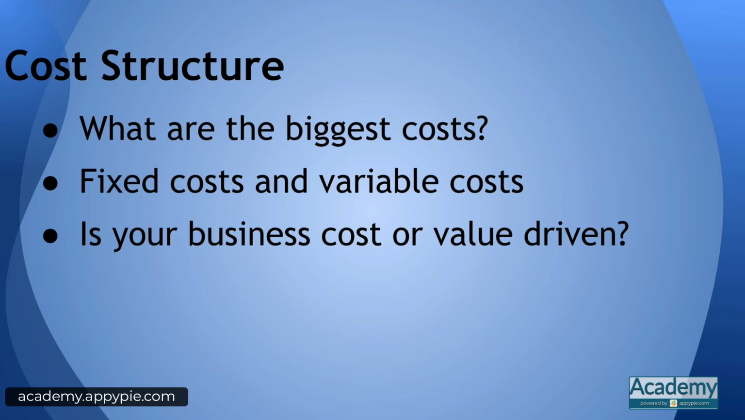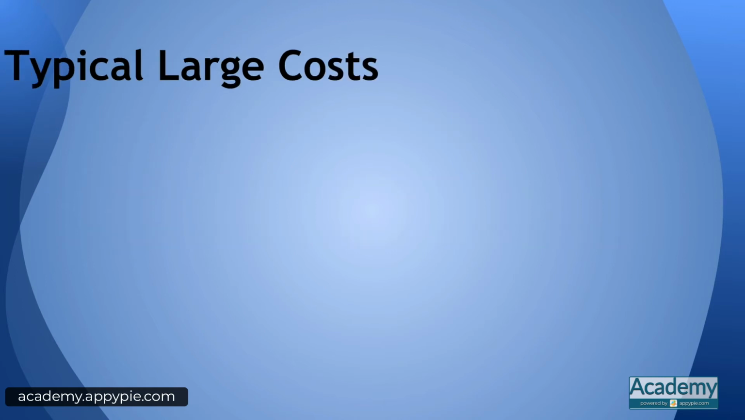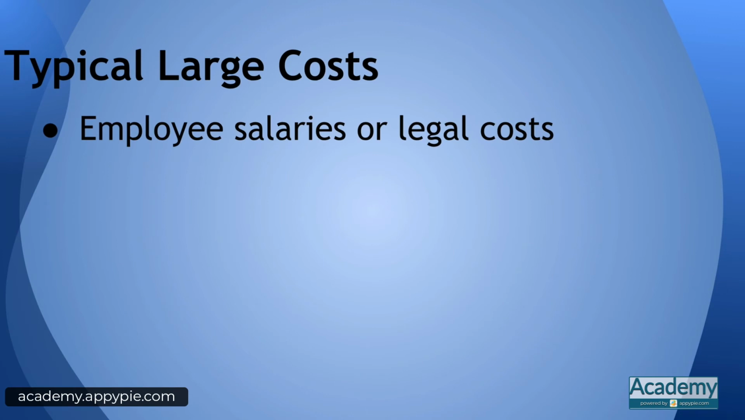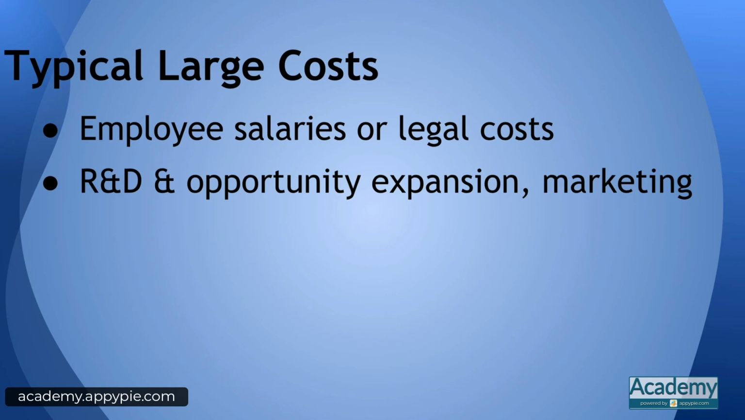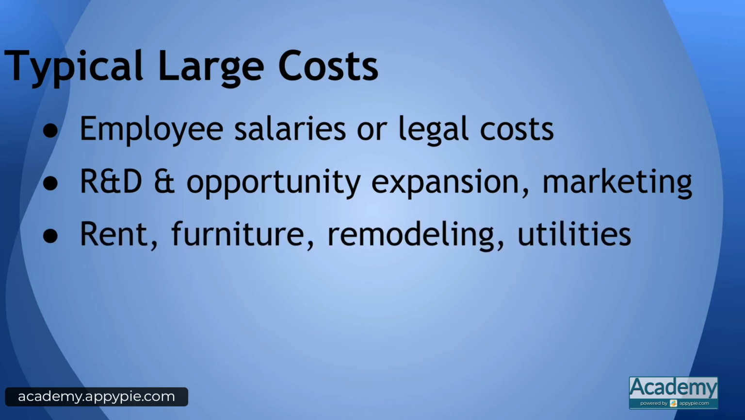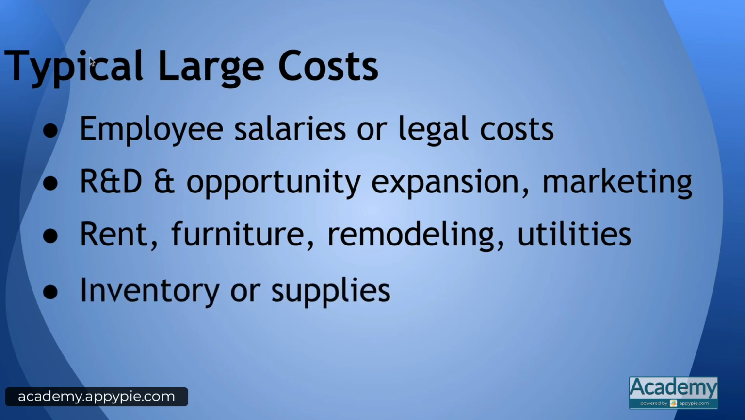So that's the difference. Now I'll go over what your common biggest costs will be so you can know what to expect. Typical large costs are employee salaries, which include legal costs. Legal costs can be variable costs, but employee salaries are obviously set for the most part. And especially if you have a brick and mortar business, you almost cannot escape employee salaries. And of course, if you're an innovative company, research and development, opportunity expansion, and marketing are all large costs. If you have a brick and mortar company, again, rent, furniture, remodeling, utilities, and also inventory or supplies can be a large cost for you.